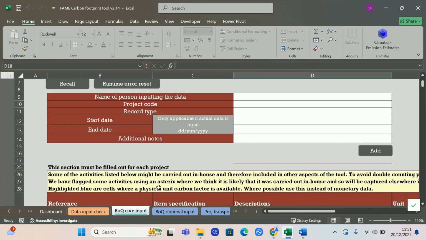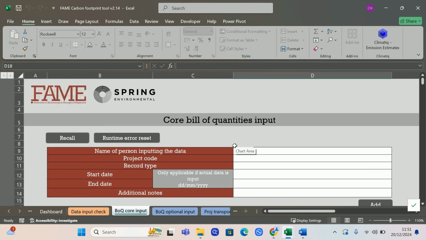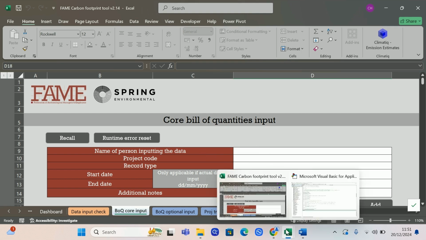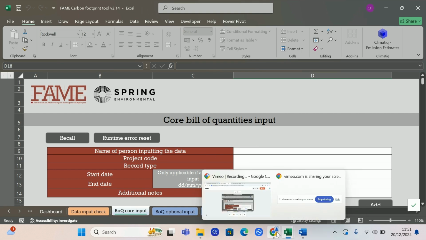Perfect. Sorry, I realise this was a really long video, but hopefully that all makes sense. If not, then you can always refer to the methodology document or get in touch.